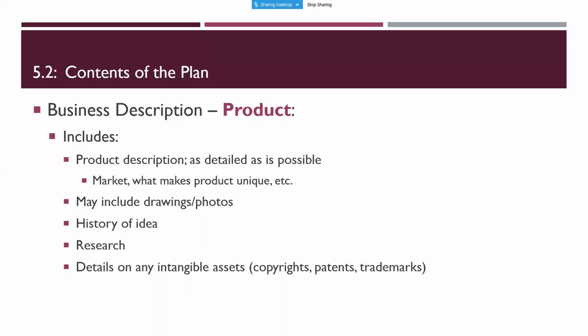And so he might have had some drawings and some photos of maybe one of his prototypes. And he had to do a lot of work to get patents. So there would be details about any intangible assets that you've had to secure in order to make that product happen. So the history of the idea, any research that was done in developing the product, researching the market, maybe offering prototypes or showing someone a prototype, the pictures.